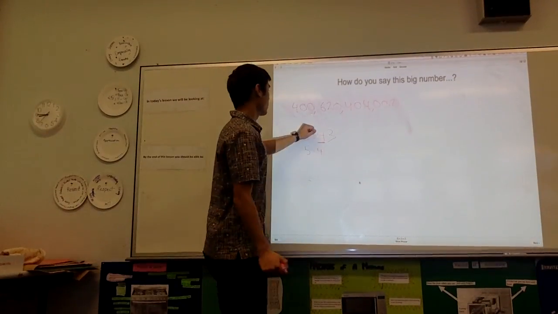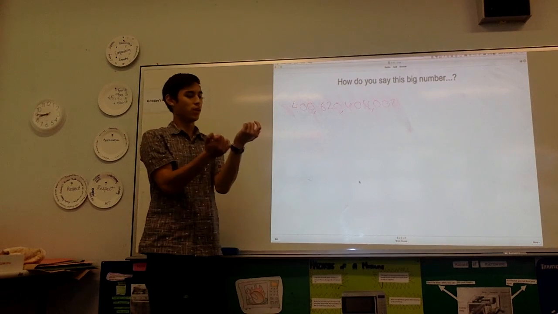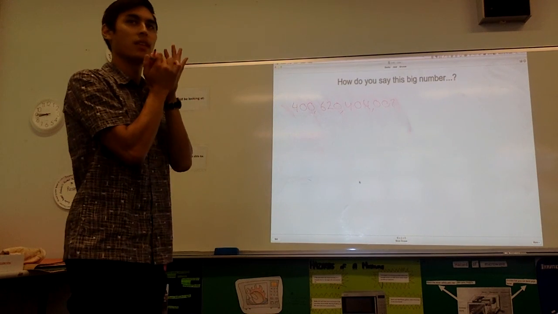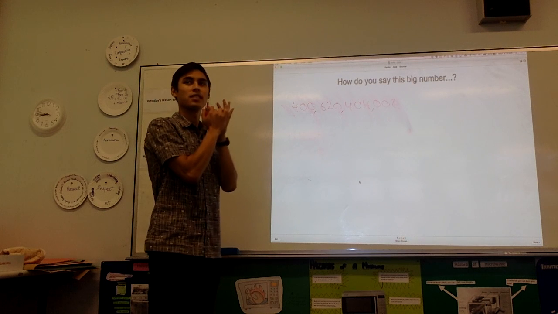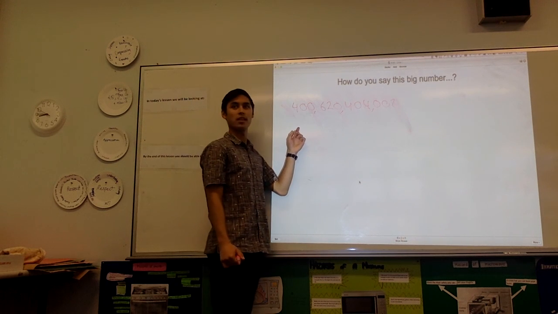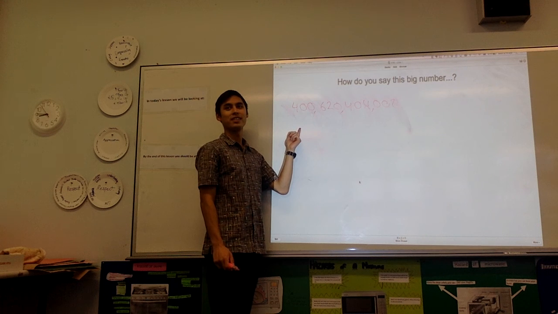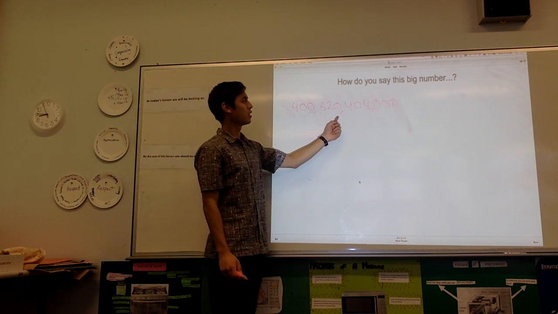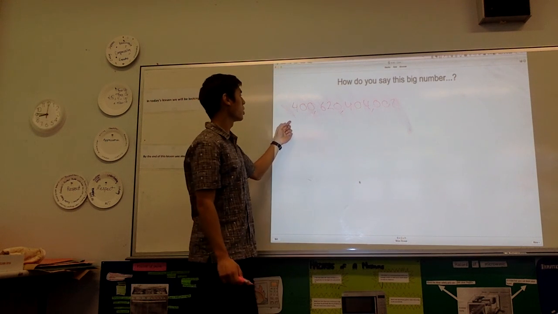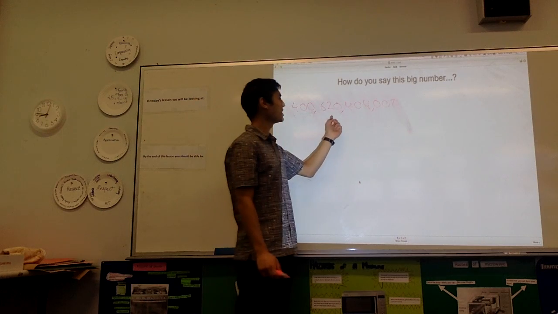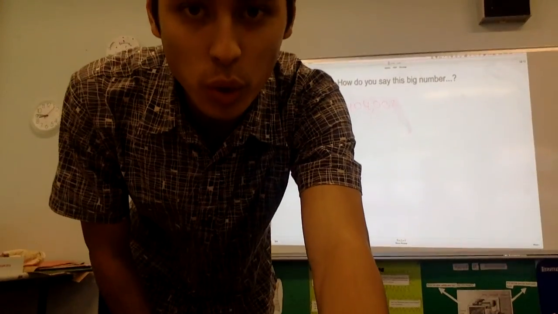How do you say this big number? Having a look and a think. We've already gone a little bit of a way to answering this question. How do you say this number? It's a 2. Perfect. 400 billion, 620 million, 404,002. Good work.